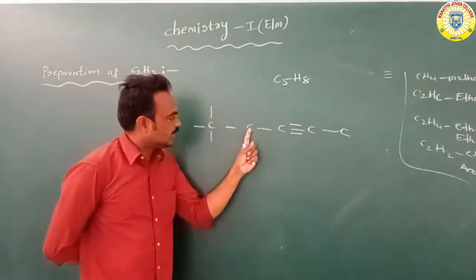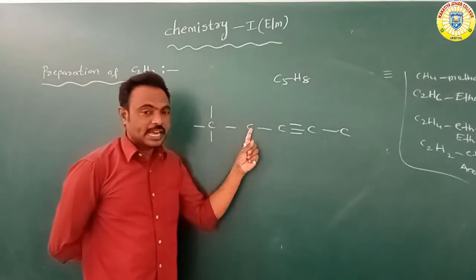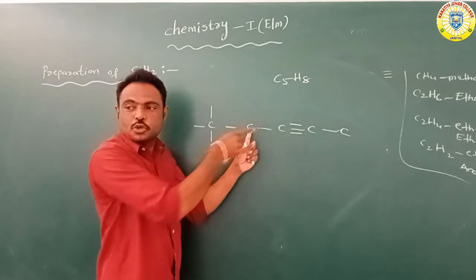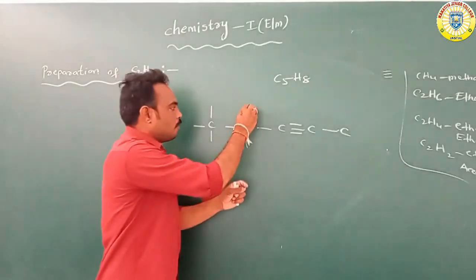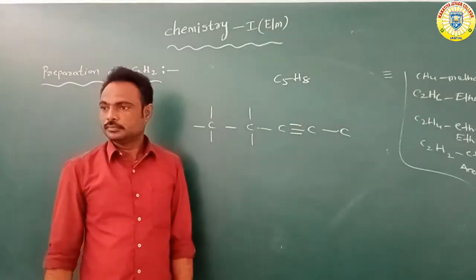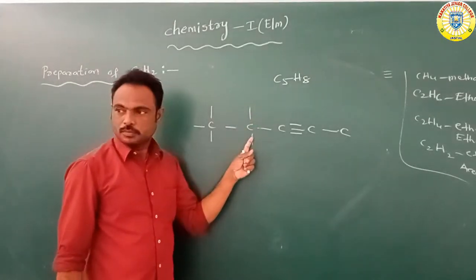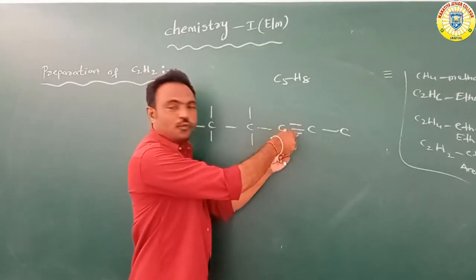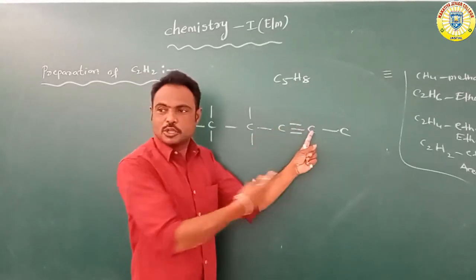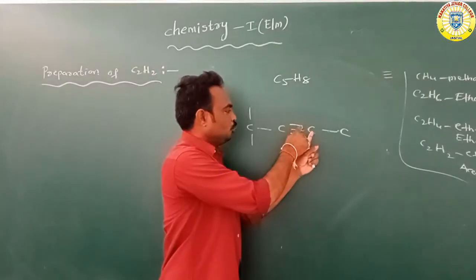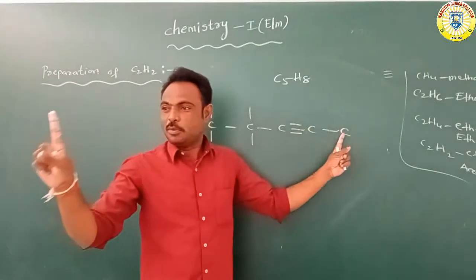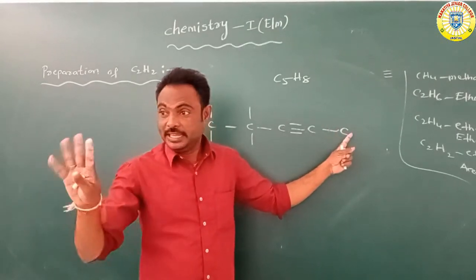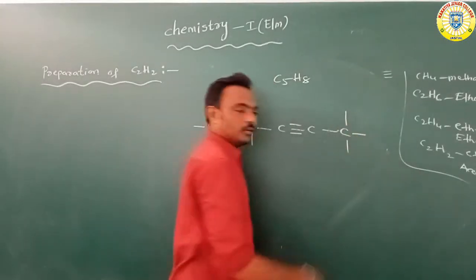Okay, suppose we have taken this second carbon. This second carbon contains how many bonds? 1, 2. So the remaining requires 2. Bond, bond. So 1, 2, 3, 4. This carbon, okay, 4 bonds. This carbon also has 4 bonds. But this carbon has only a single bond. Okay, the remaining required is 3. So bond, bond, bond.